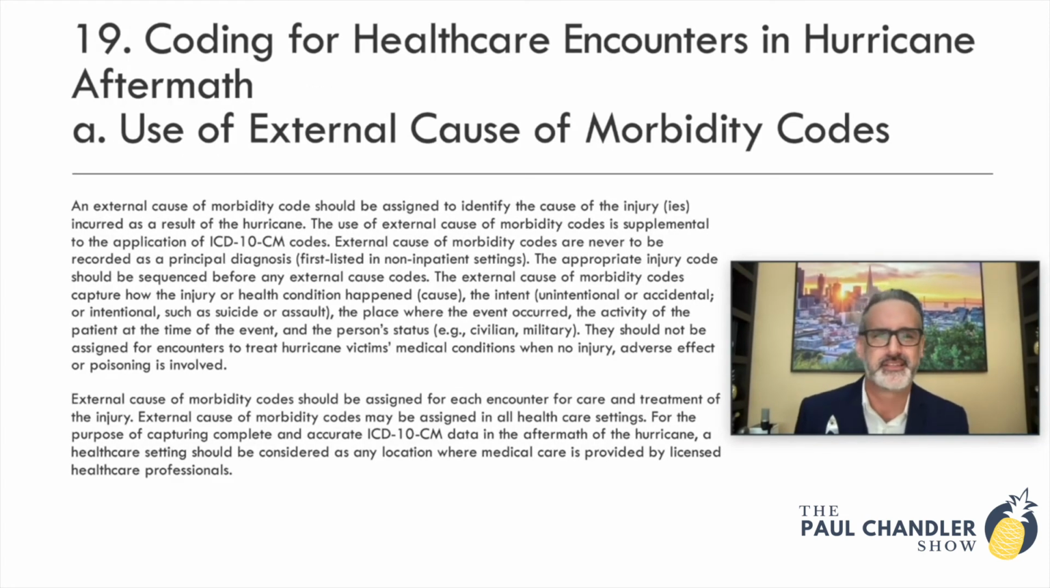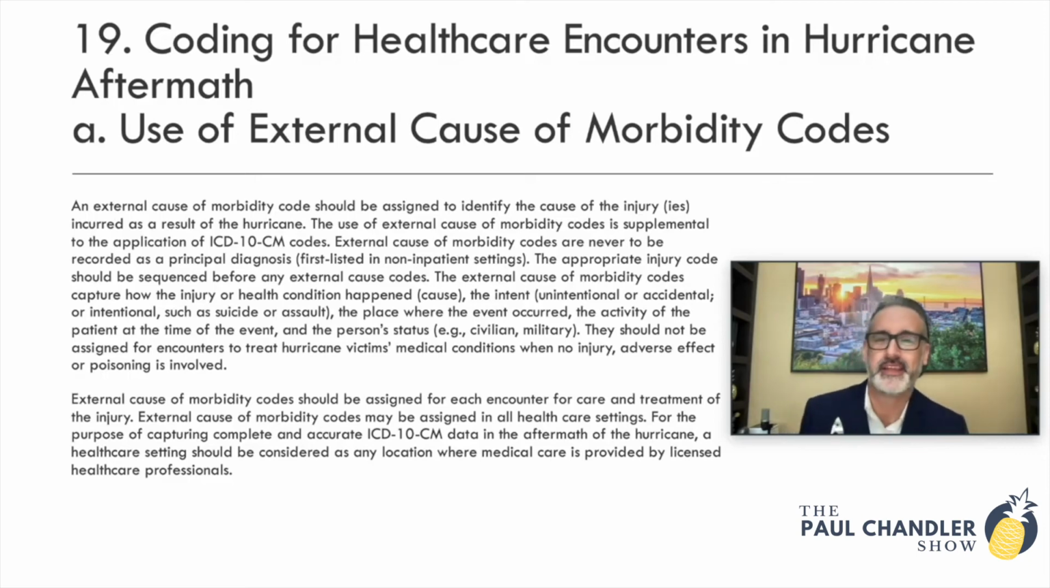Now, I don't know why, but I think it's unique that part 19 here, so section 1, part B for general coding guidelines, and then the subterm 19, actually has 19 A, B, C, and D. And it's all dealing with coding for healthcare encounters in hurricane aftermath. Unless you live somewhere in the country, or code for someone in the country, that has hurricanes, you may never have to deal with this.